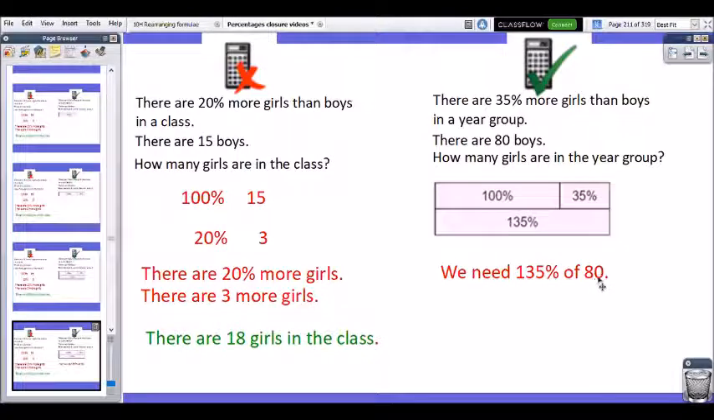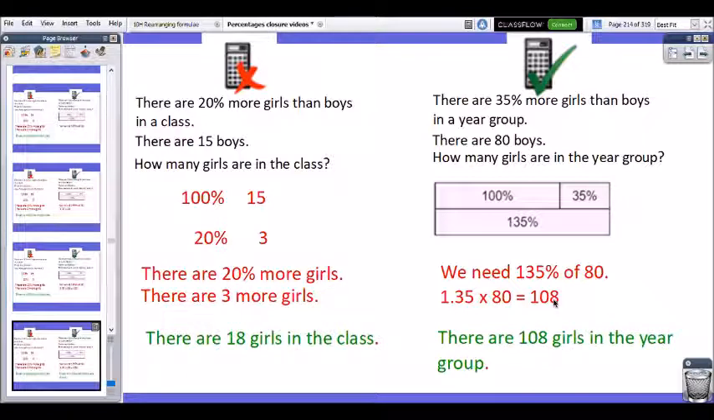135% of 80? Well, thinking what decimal multiplier I'm going to use, well, to get from 135% to a decimal, I divide this number by 100. So my decimal multiplier is 1.35. So I'm doing 1.35 times by 80. Type that into my calculator to get 108. Therefore, this means that there are 108 girls in the year group.